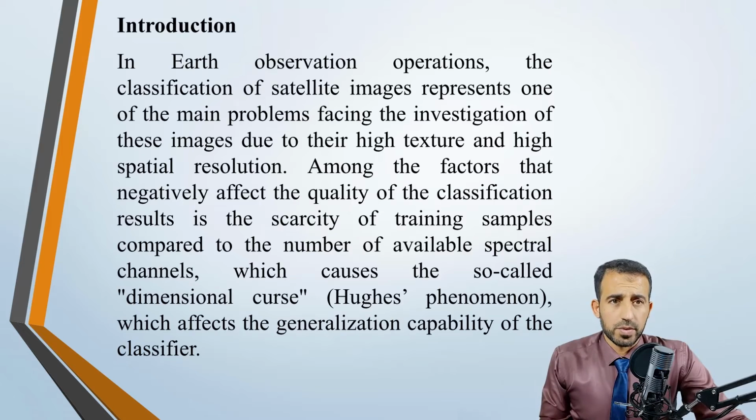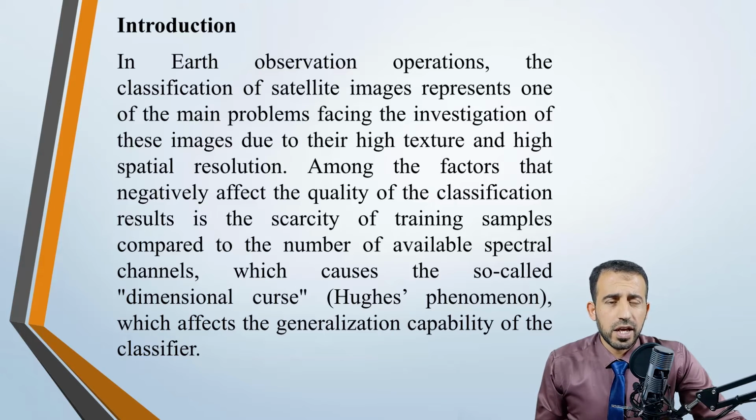Introduction. In Earth observation, the classification of satellite images represents one of the main problems facing the investigation of these images, due to their high texture and high spatial resolution. Among the factors that negatively affect the quality of the classification result is the scarcity of training samples compared to the number of available spectral channels, which causes the so-called curse of dimensionality, or Hughes phenomenon, which affects the generalization capability of the classifier.